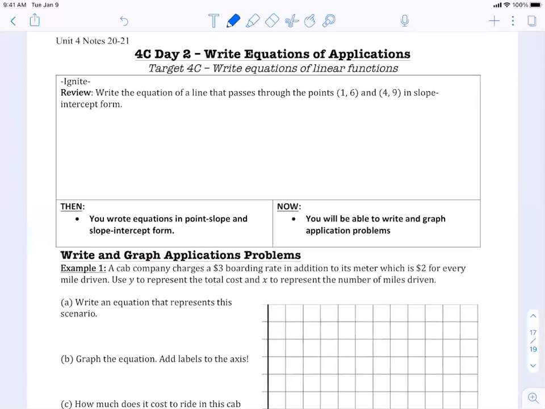Hello, today we're going to be continuing with the writing equations theme. The only difference is we're going to add in some different application problems today. So as always, you guys know the drill. Before we start, if you guys could try the problem at the top of the page.